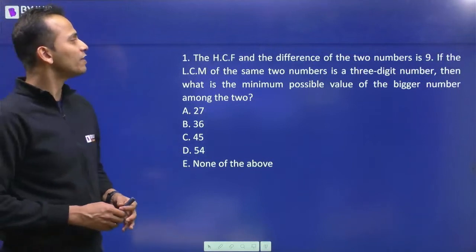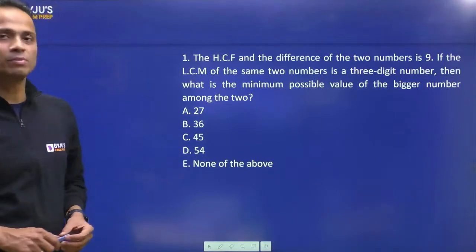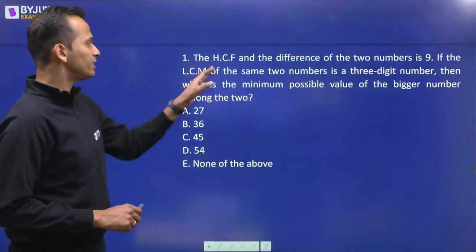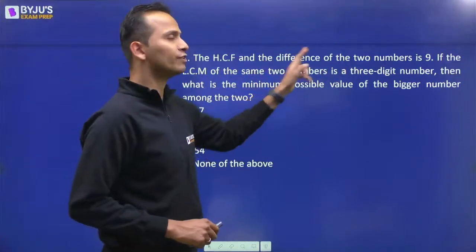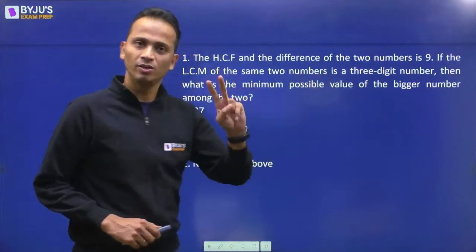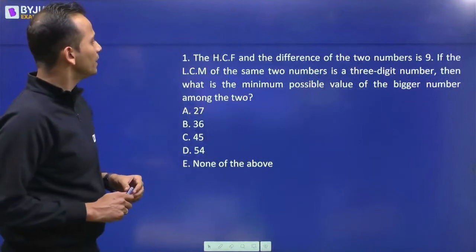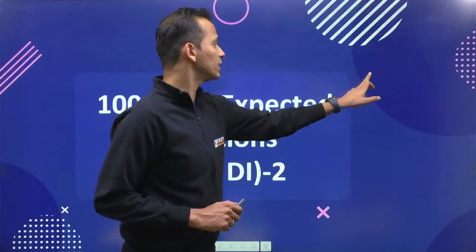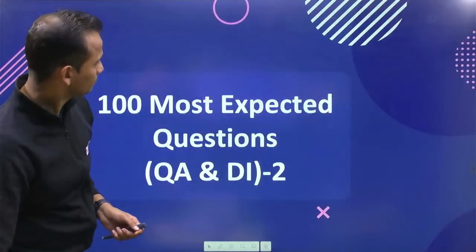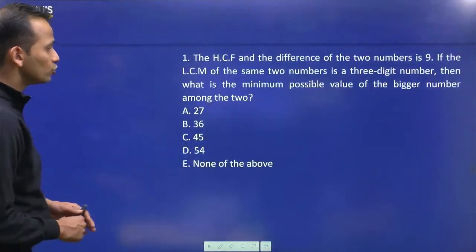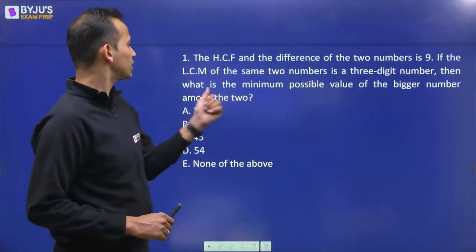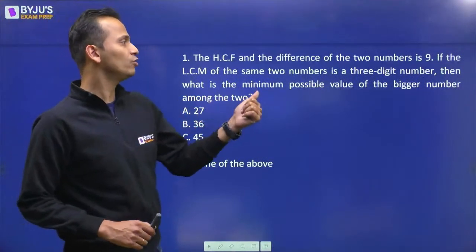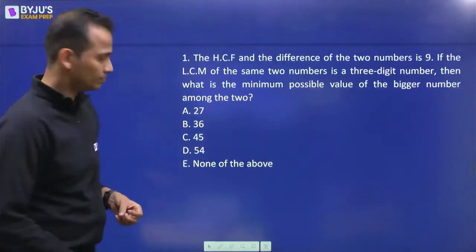The HCF and the difference of two numbers is 9. So HCF is given as 9, and the difference is also given as 9 when we are talking about two numbers. If the LCM of the same two numbers is a 3-digit number, then what is the minimum possible value of the bigger number among the two?